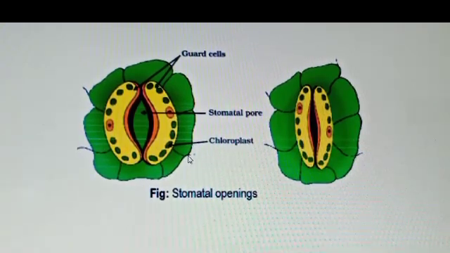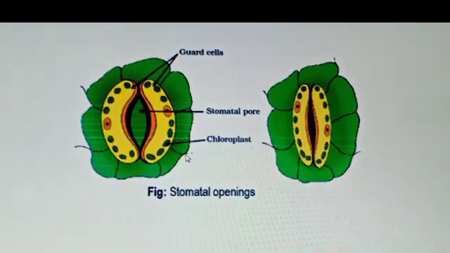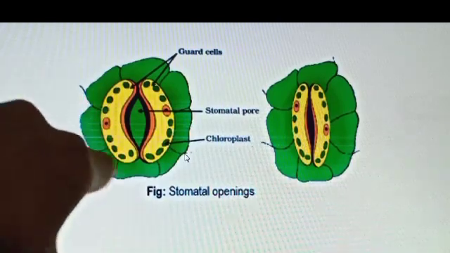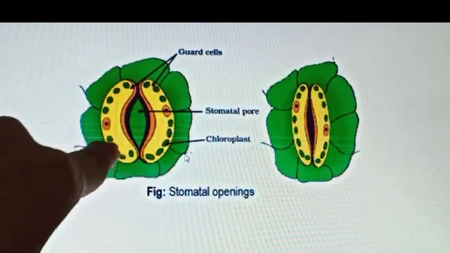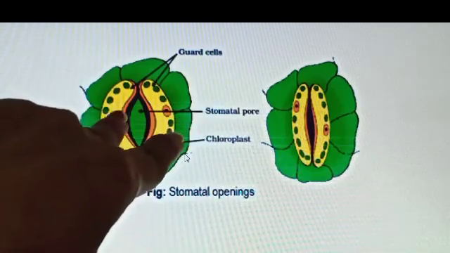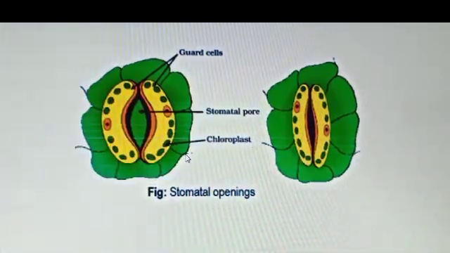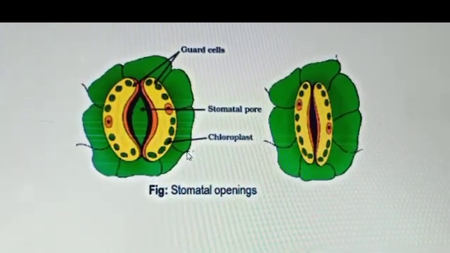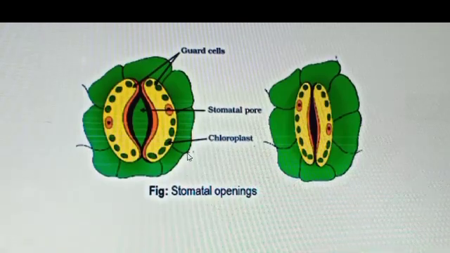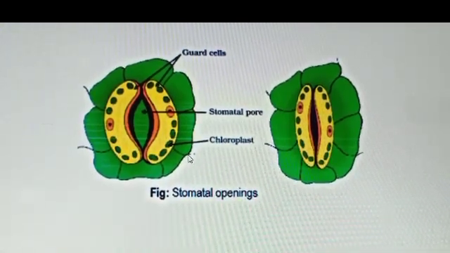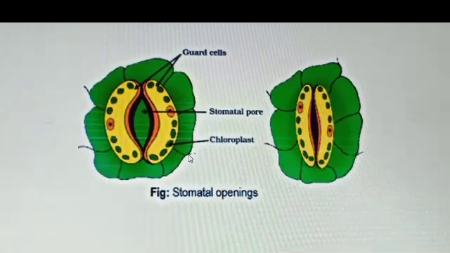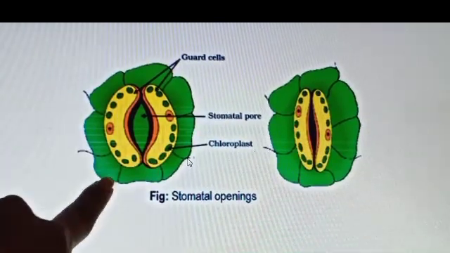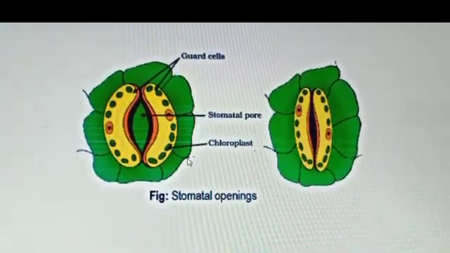In that you have to draw two bean shaped structures. Here you can see both the bean shaped structures, which are known as guard cells. These guard cells generally regulate the opening and the closing of the stomata. Then both the guard cells are surrounded by the epidermal cells. This green colored portion is known as the epidermal part.